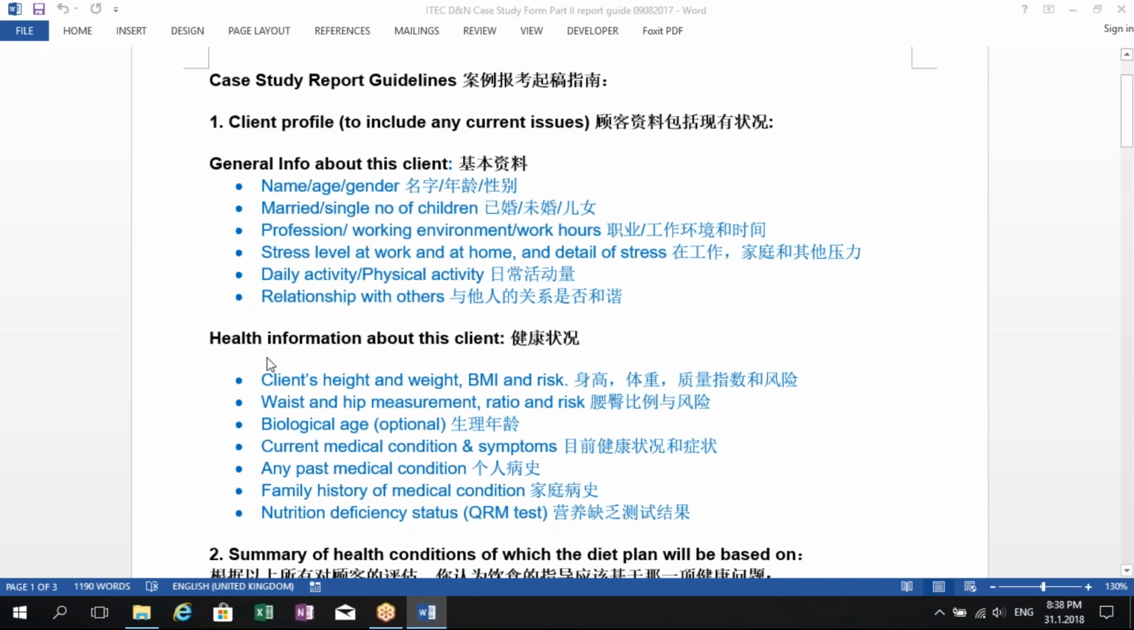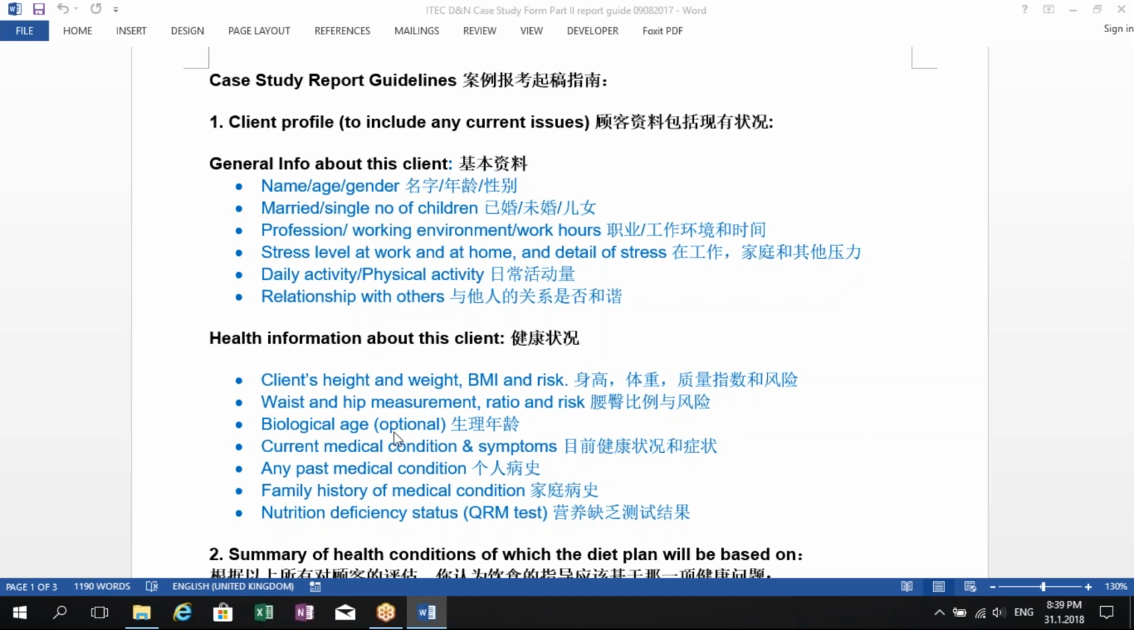Secondly, it's about the health information about this client. Although you already have their questionnaire calculation, this is a report. You need to write their height and weight, their BMI, their waist hip ratio, and the risk associated with the abnormality that you found. For example, for waist hip ratio, the risk is cardiovascular disease and diabetes. You say the waist hip ratio is 0.98, then it poses a risk of getting cardiovascular disease and diabetes. Must write this risk as well.